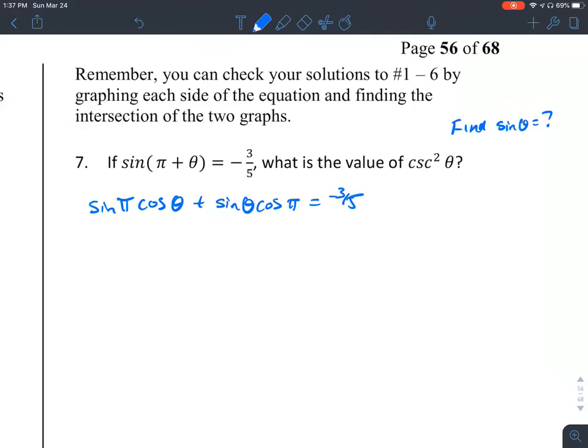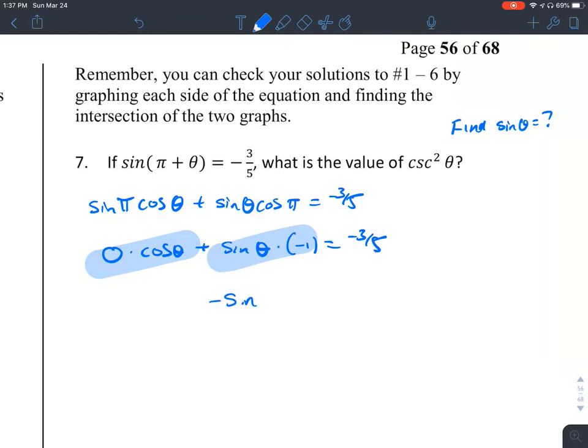What is sine of pi? Sine of pi is 0. What is cosine of pi? Well, that is -1. This left side simplifies. This becomes 0. This becomes negative sine of theta.